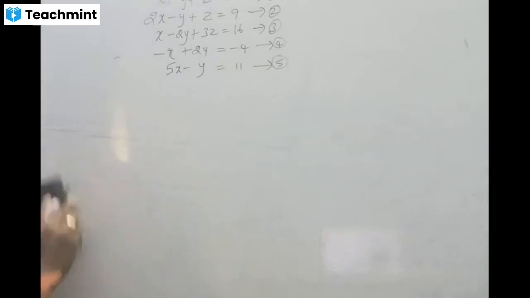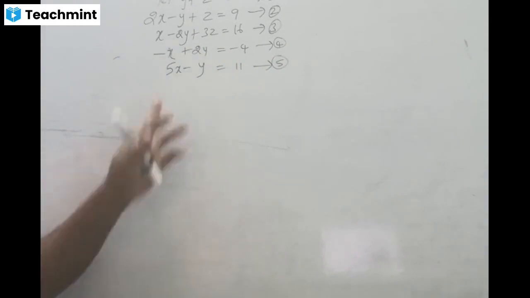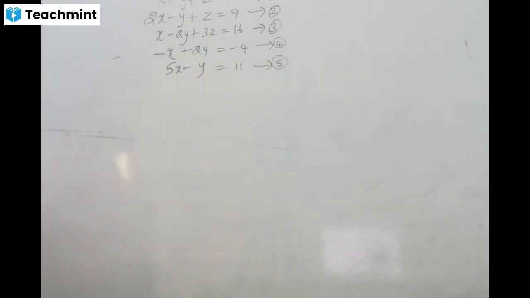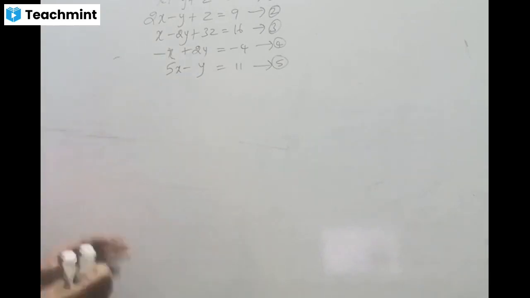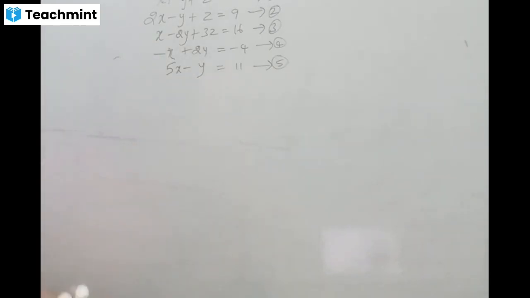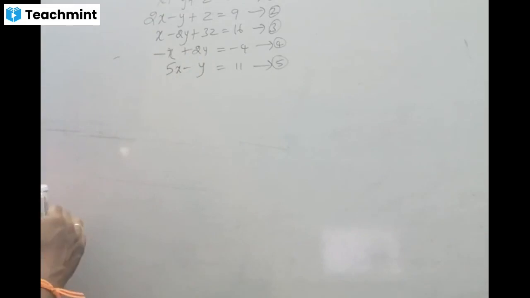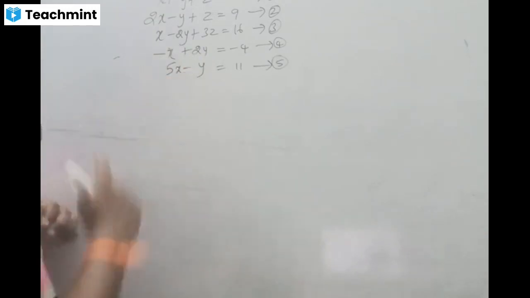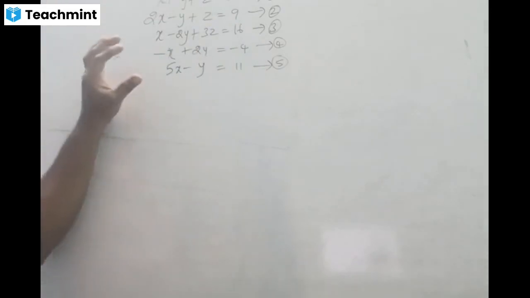Now I am going to take equations 4 and 5, and I want to eliminate the variable y. Before taking the equations, first we should analyze whether the coefficients of the particular variable in both equations are equal or not. Here we have 2y, but here we have only one y. So we need 2 in equation 5. Am I right?